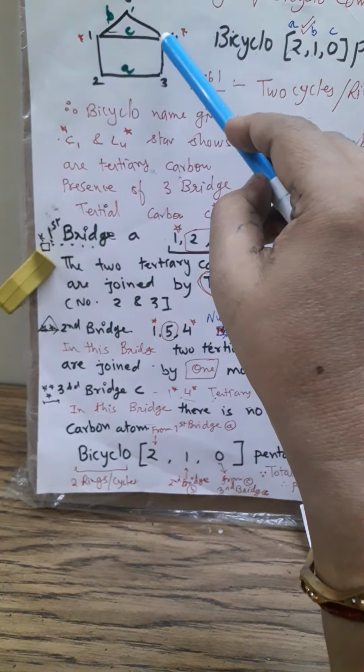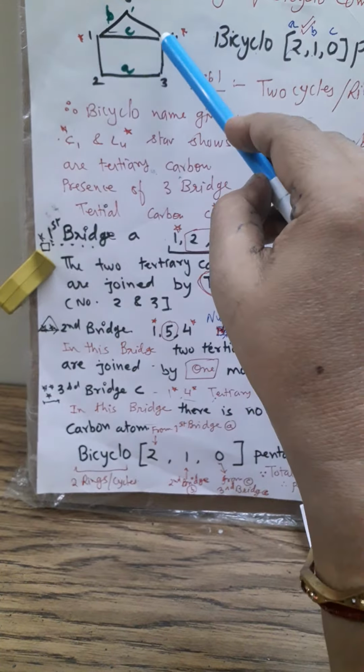Now why have I given you these names? I told you that there are two rings. Now we will discuss this 1 and 4. So I have written C1 and C4. These stars show that these are the tertiary carbons. I told you the presence of three bridges in two rings between tertiary carbons. Also I told you that these three bridges A, B, C are present between the first carbon and the fourth carbon.